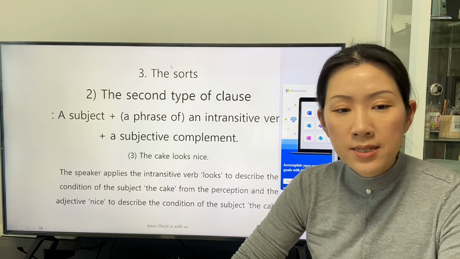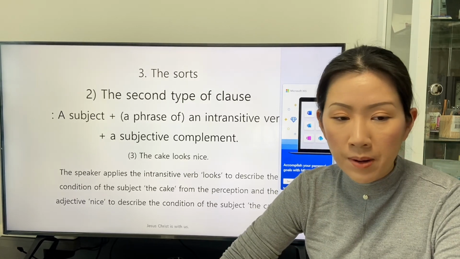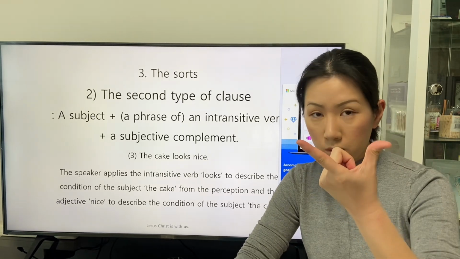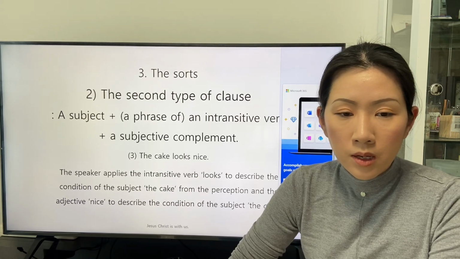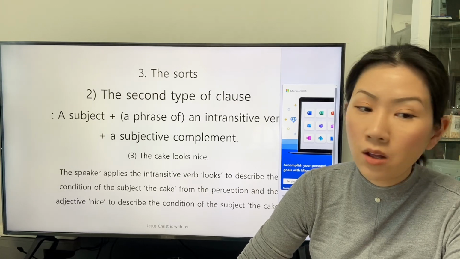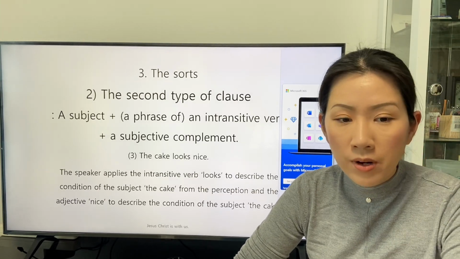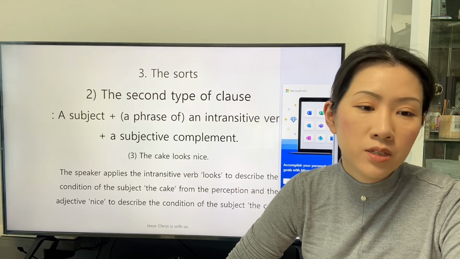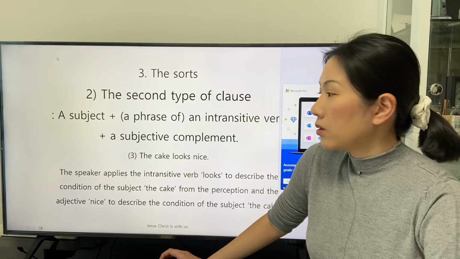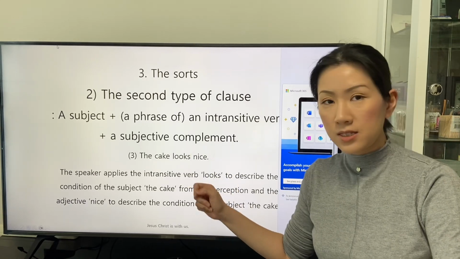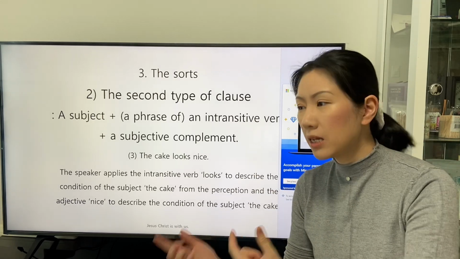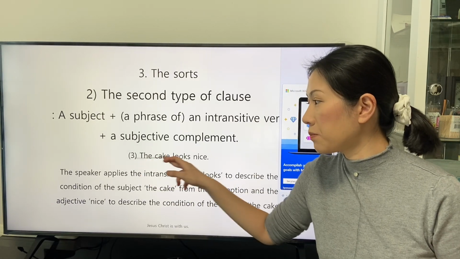The speaker applies the intransitive verb looks to describe the condition of the subject, the cake, from the visionary perception, and the adjective nice to describe the condition of the subject, the cake. In this clause, the adjective nice, with a role as a subjective complement, describes the condition of the subject, the cake.